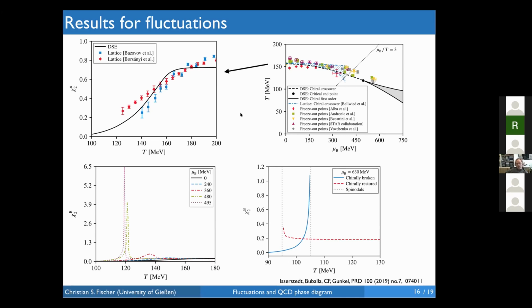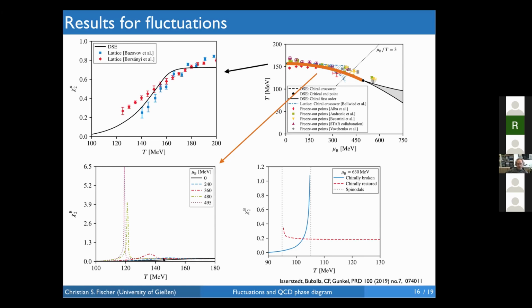Now, this curve shows the results for the second derivative with respect to the baryon chemical potential along the crossover line here. So for different temperatures, as a function of temperature for different chemical potentials, and we go along this crossover line until we reach the critical endpoint. So 495 is almost at the critical endpoint.